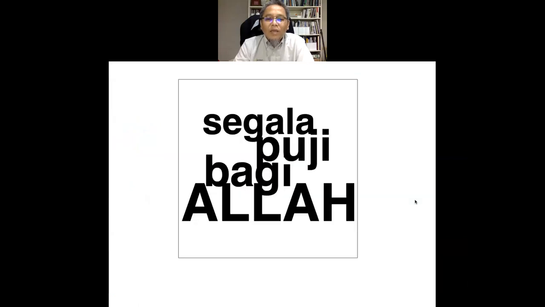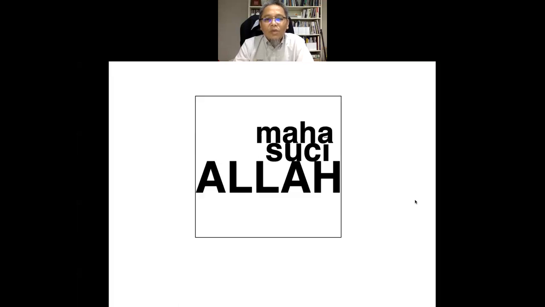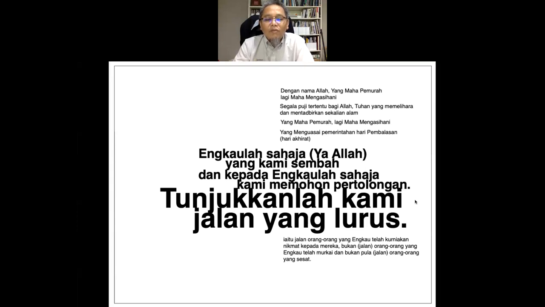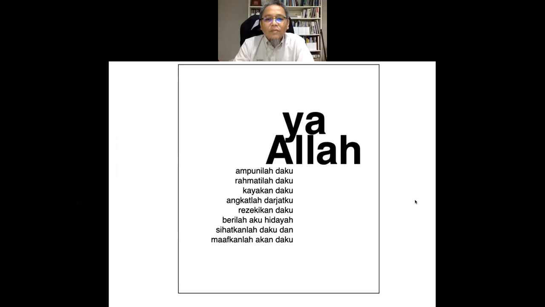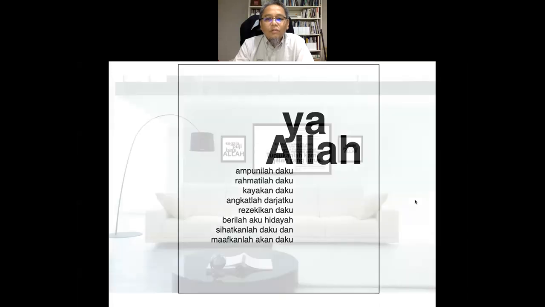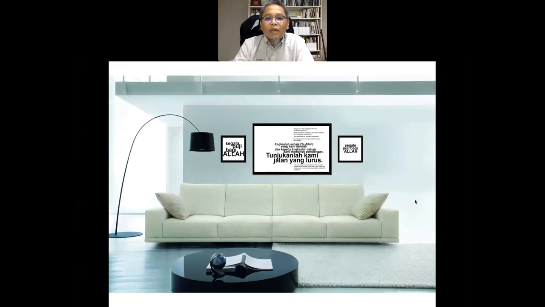But in Malay, we could actually translate that to a language that we understand. This is Alhamdulillah, segala puji bagi Allah. Subhanallah, Maha Suci Allah. And this translation of the Surah Al-Fatiha. This is the verses that you read after sujood. And we use that as decoration rather than something that some of us do not even know how to read. So would that make us less Islam by using this Roman lettering?